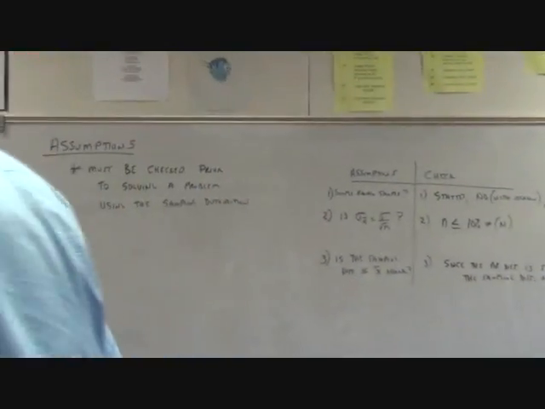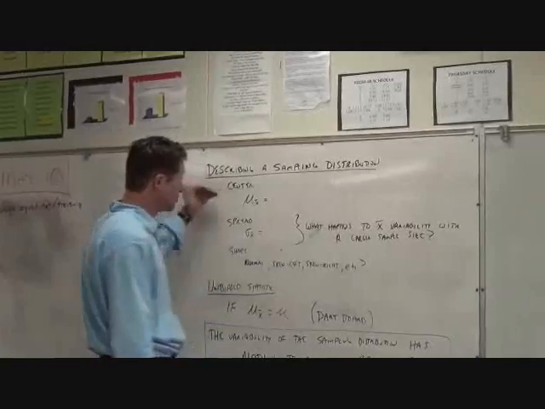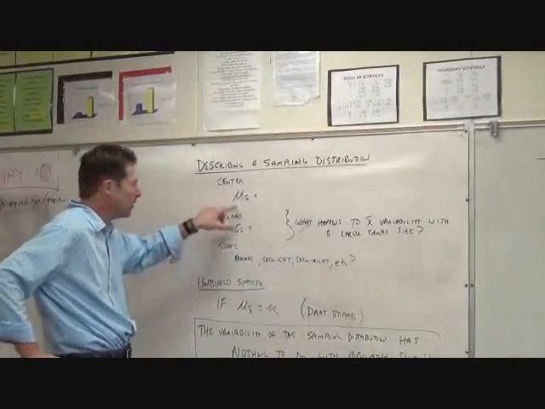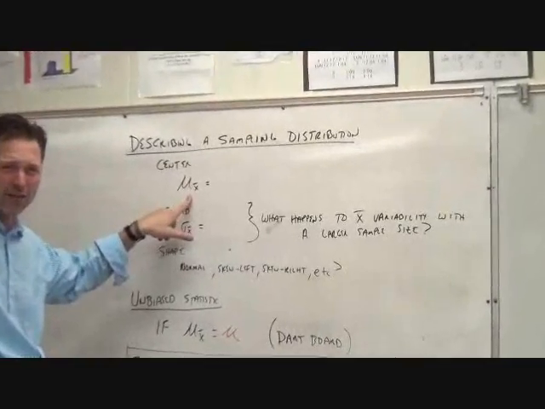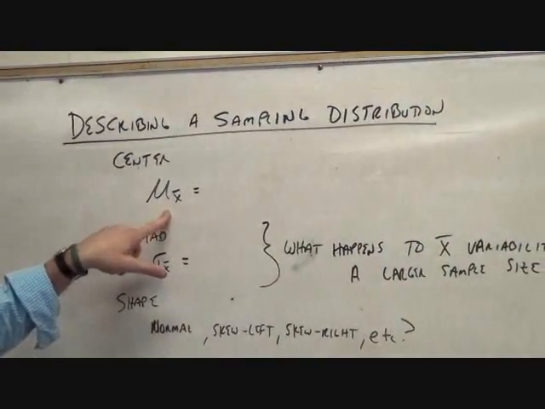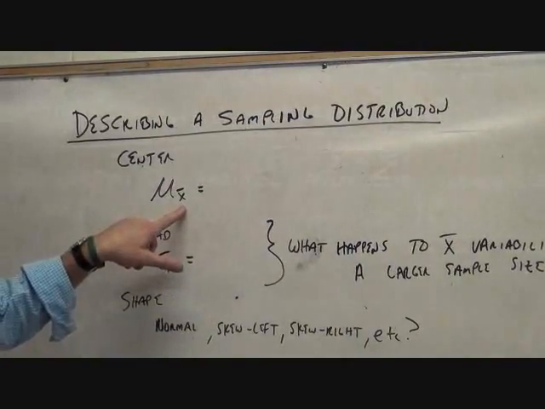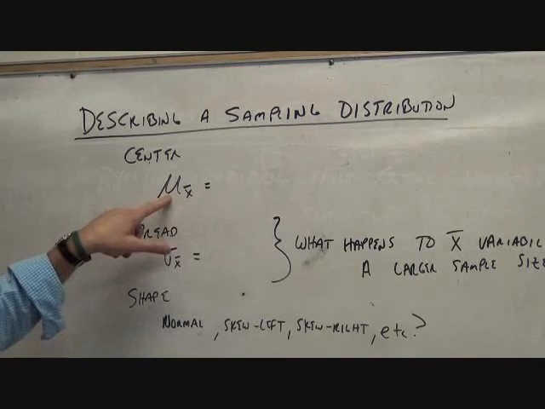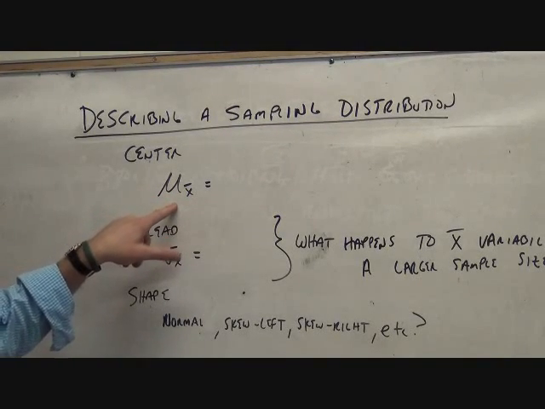The three things that we're going to take a look at in this thing called the sampling distribution: we want to check out what the center of it is. Weird symbol here. The center of the sampling distribution, isn't the sampling distribution every possible X bar you can get? And I want to find the mean of all those X bars.